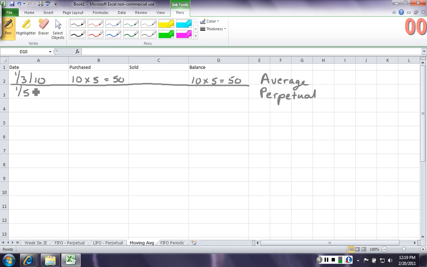On the 5th, we had a sale, so we don't need to do anything. It's going to look just like the other problems because here's my average cost. So I sold them for $40. I have 2 left at 5 for a total of 10.